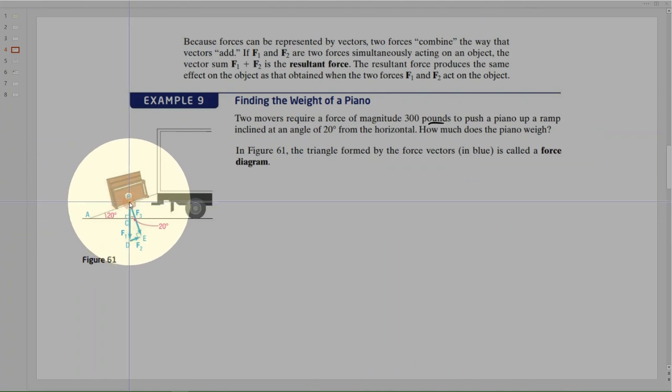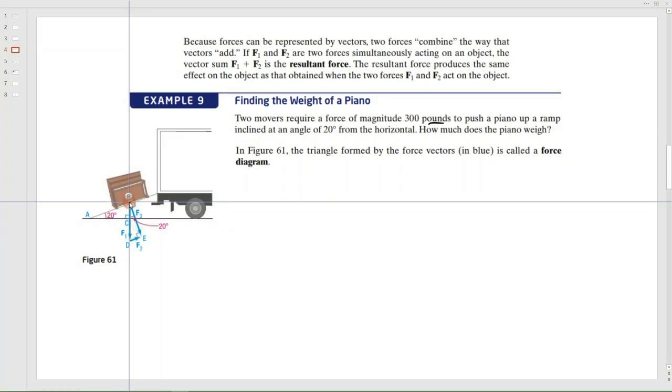All right, so I'm going to leave that in place, and we're going to create an equation that we can solve. Okay, remember the sine in a right triangle, the sine of 20 degrees is equal to the opposite over the hypotenuse, and the opposite is the magnitude of F2, and the hypotenuse is the magnitude of F1, which we consider to be the weight of the piano.